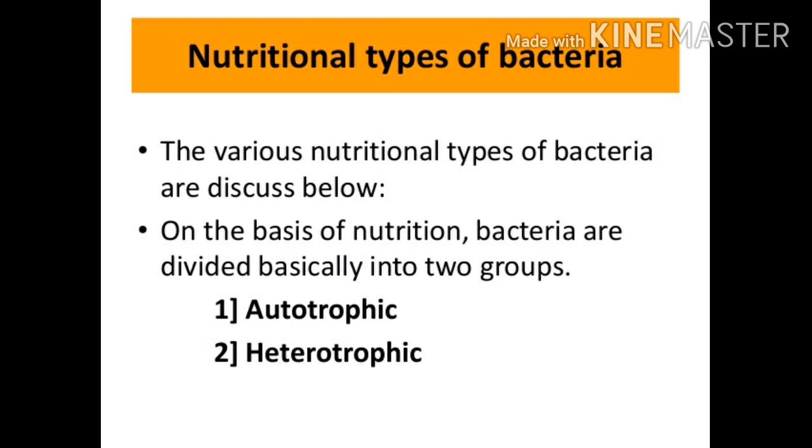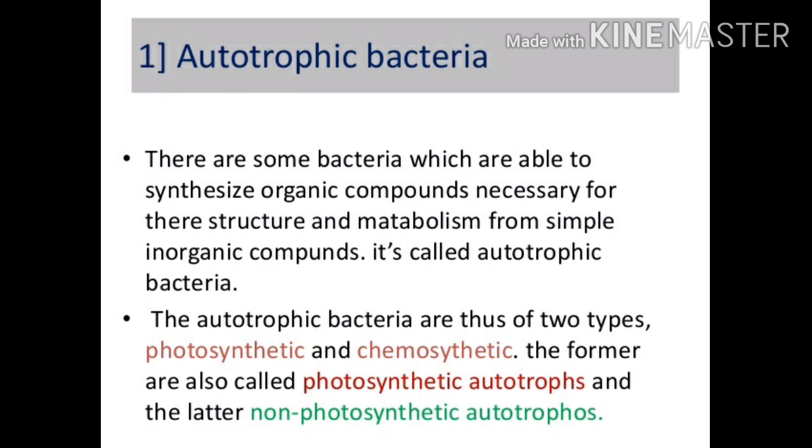On the basis of nutrition, bacteria are divided basically into two groups: autotrophic bacteria and heterotrophic bacteria. Autotrophic bacteria are those that can synthesize their own food, and heterotrophic bacteria are those that cannot produce their own food but can feed on other organisms. So let's see autotrophic bacteria.